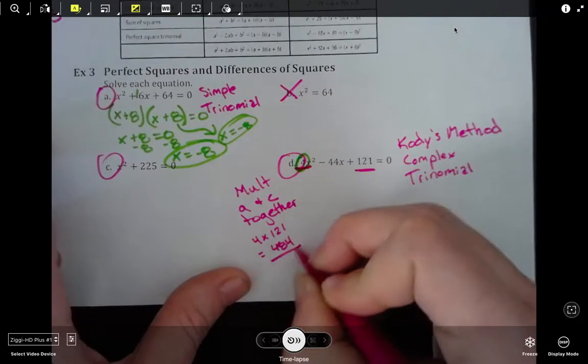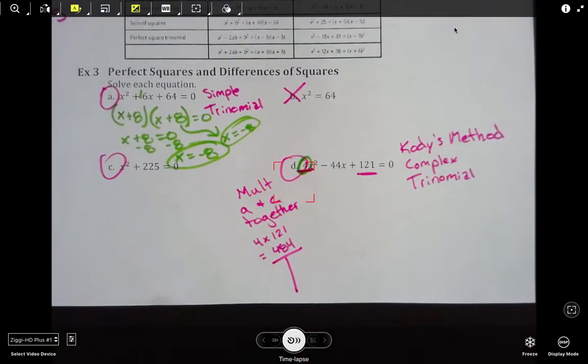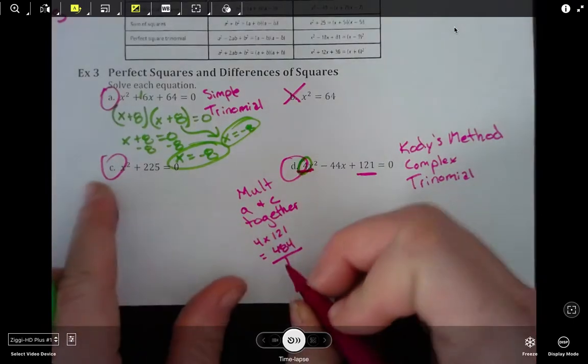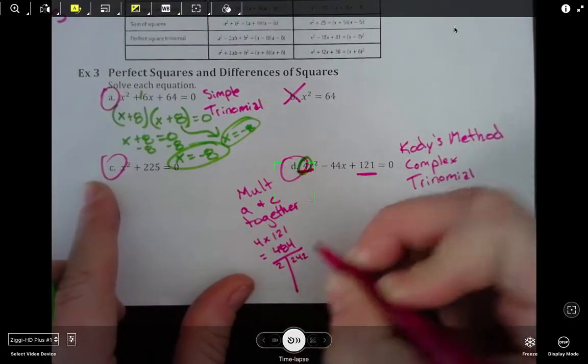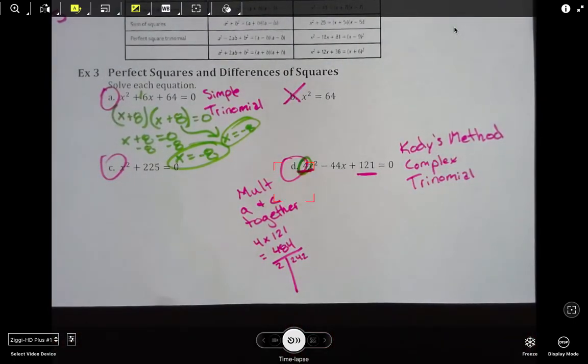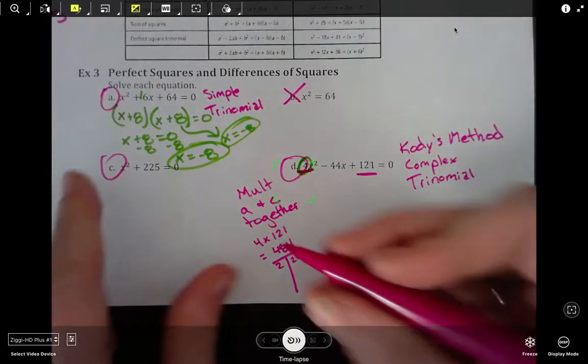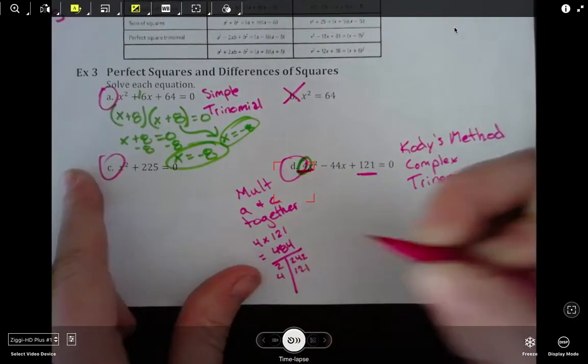484. Okay? Now, we put that on a little chart and we say, what can we multiply to get 484, but when we add them, give us negative 44? Okay, and if you don't know, you just start listing. So 1 and 484 is not going to do it, right? 2 and 242. Can I add those together, give me negative 44? No. 4 and 121. Is that going to work?